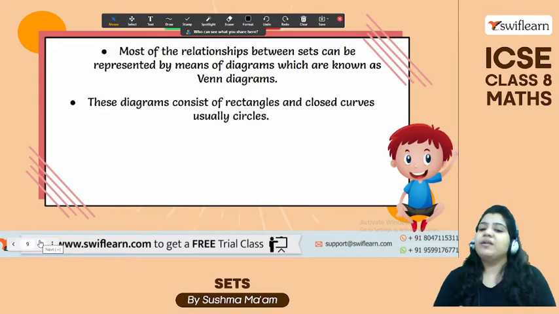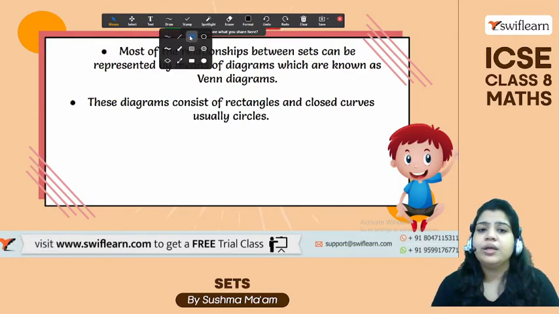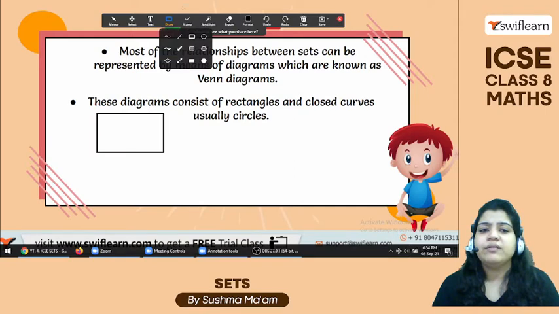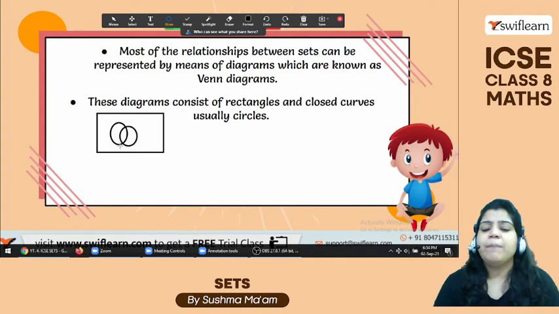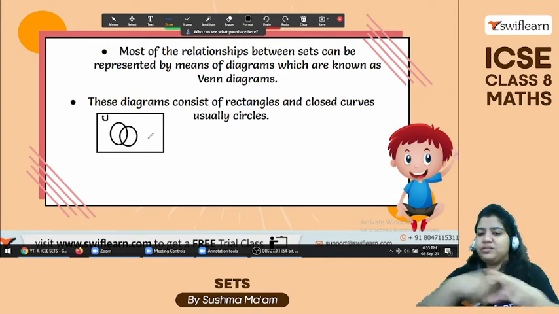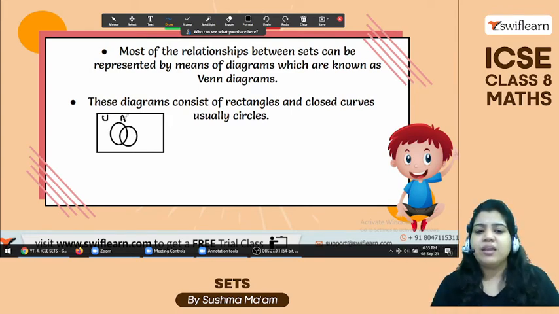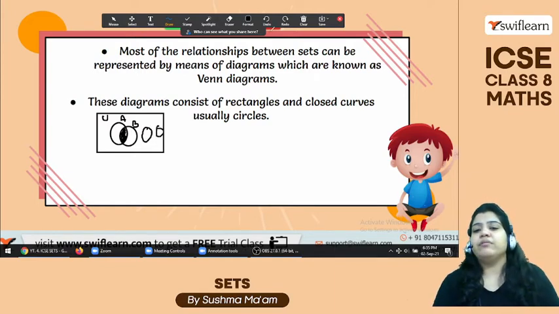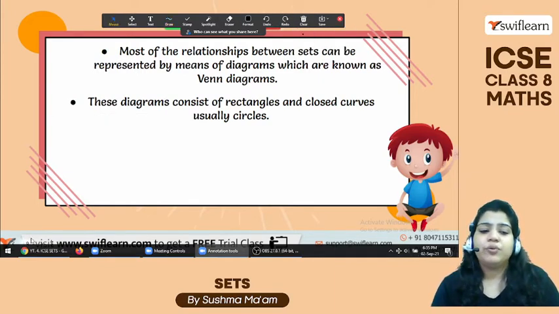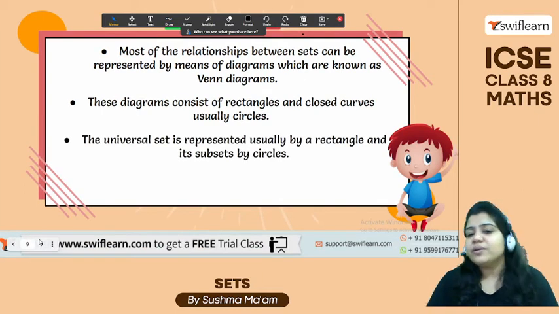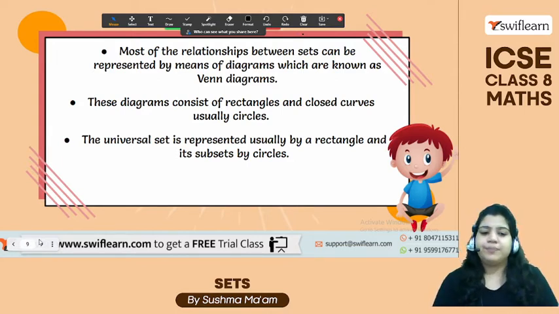So here this diagram consists of a rectangular box. How does it look? Here we have a rectangular box like this, and here we have circles like this, some part of that we have. This rectangular box represents U, meaning universal, all the things, and this A is one set, B is one set. If they have something common, this is known as intersection. If they do not have anything common, they are separate. Okay, so that diagram is known as a Venn diagram. The universal set is usually represented by a rectangle and its subsets by circles.